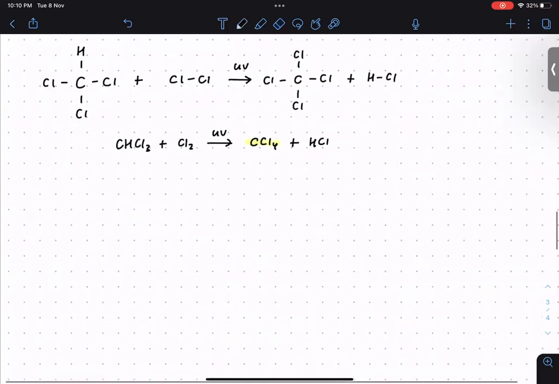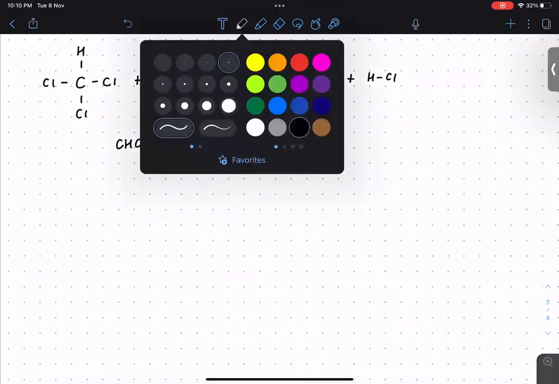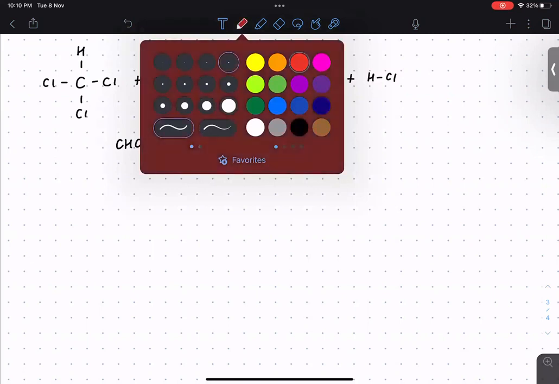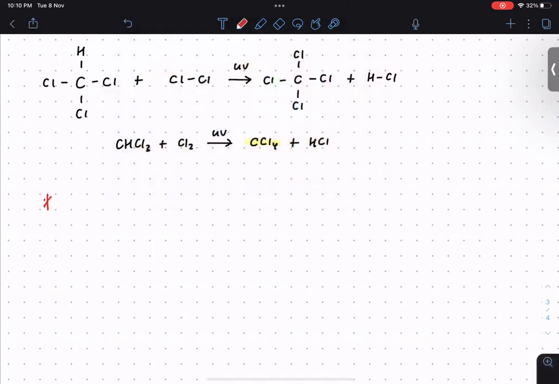So just to summarize a little bit. Technically speaking, alkanes will have only 3 reactions. We have cracking, we have combustion, and we have substitution reaction.